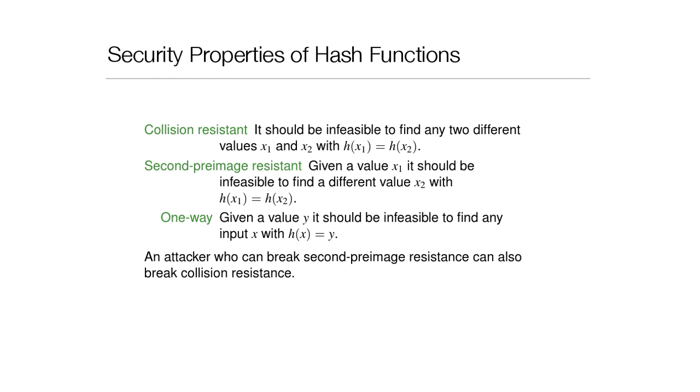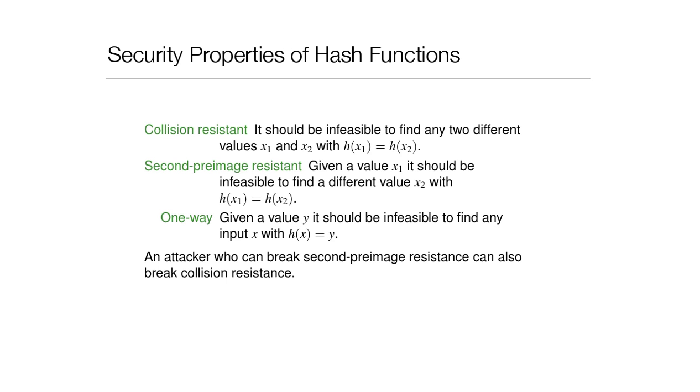And second, pre-image resistant. Given an x1 value, it should be infeasible to find a different value x2 with h of x1 equals h of x2. It looks similar to the first thing, but there is a difference. The difference is, in the first case, collision resistance, you find any two different values having this property.